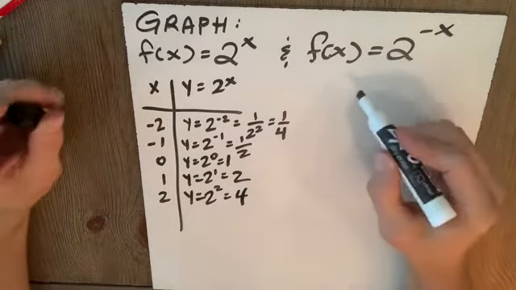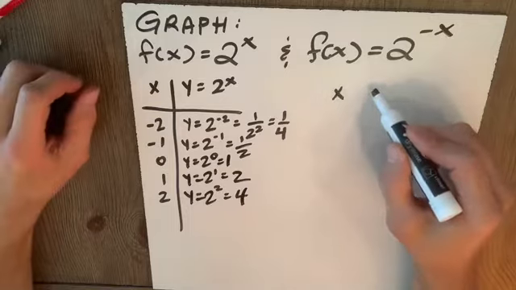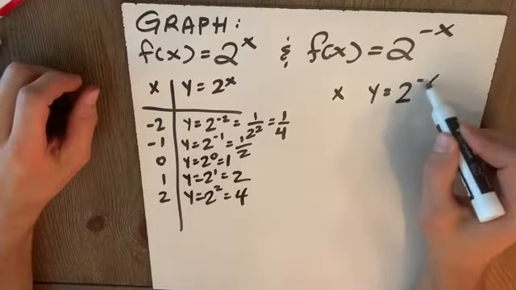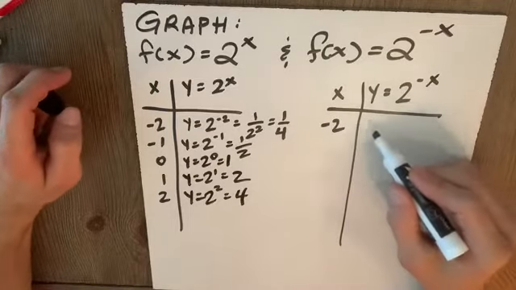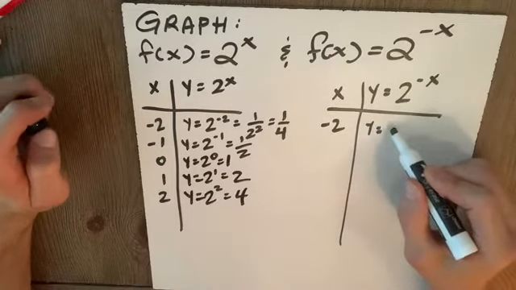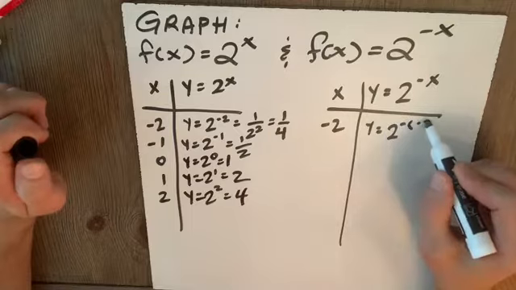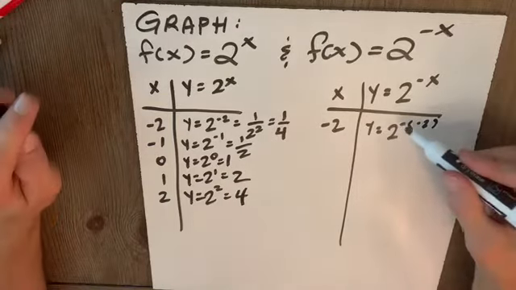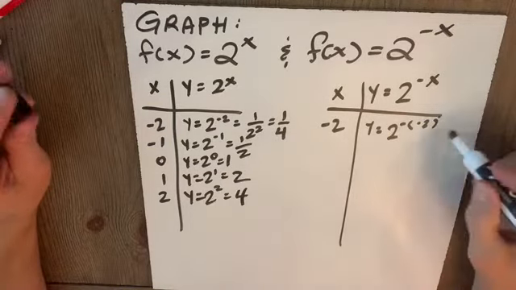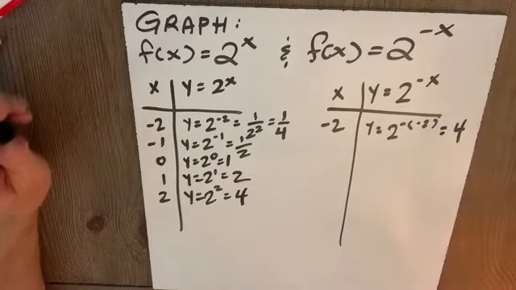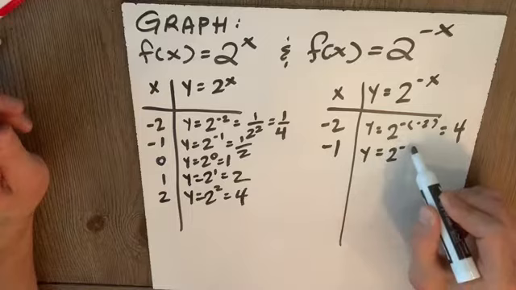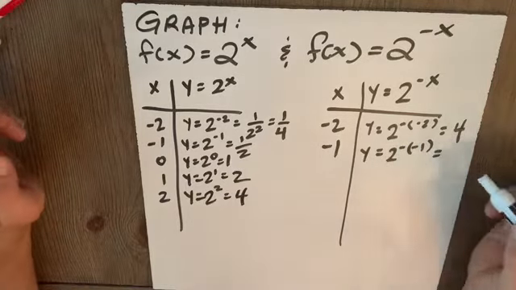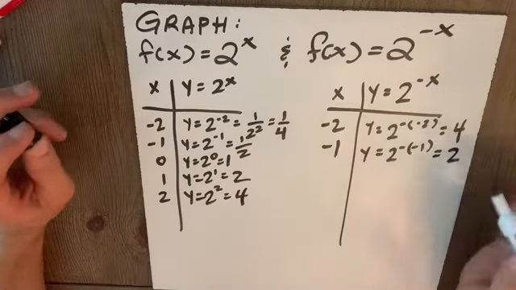A little more tricky is this one. If I have y is 2 to the -x, and I pick the same values, -2, watch what happens here. y is equal to 2 to the -(-2), and we know the opposite of a negative is positive. So this is 2 squared, or 4. -1, y is equal to 2 to the opposite of -1, which is 1. 2 to the first is 2.